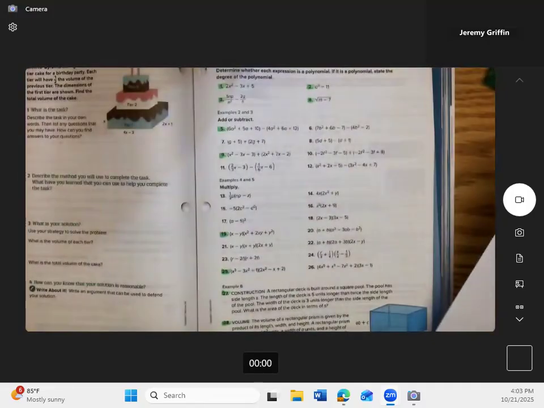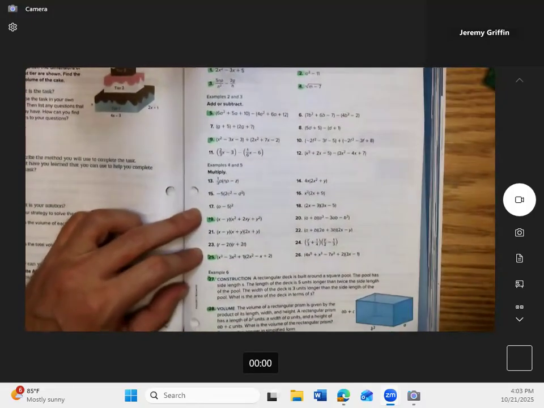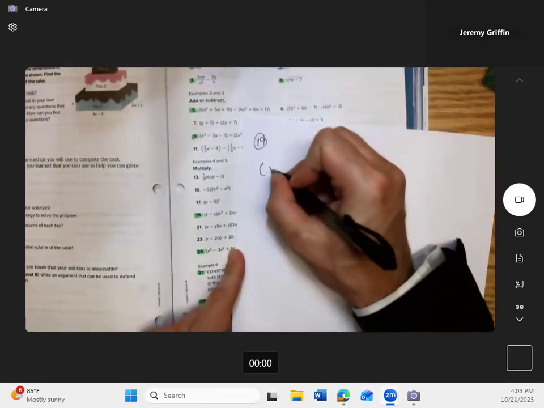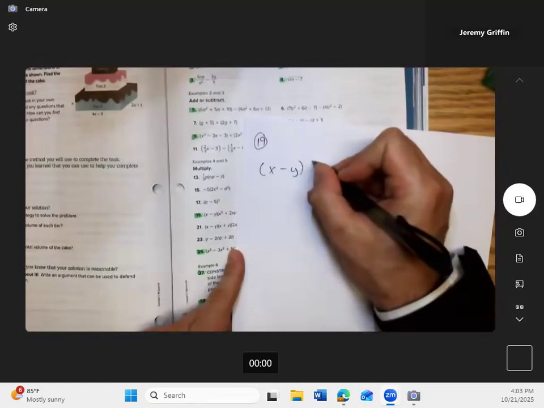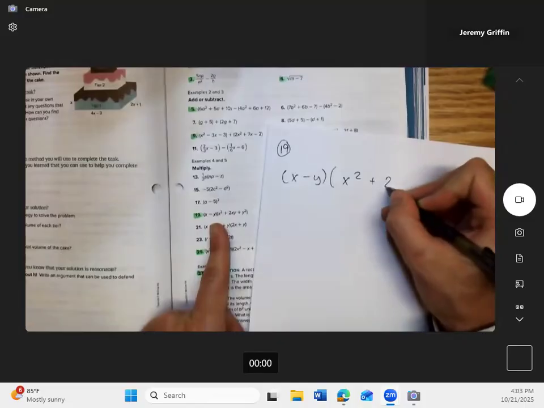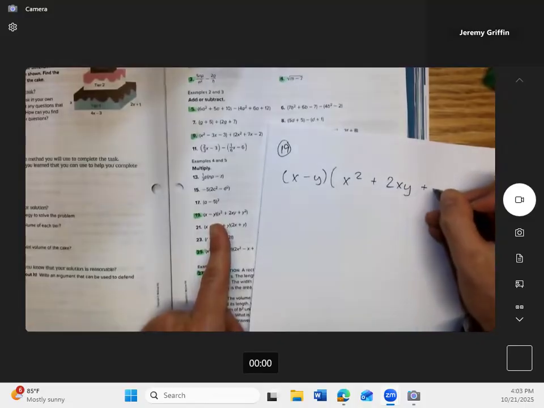Number 19. Oh, now we're multiplying. So I picked a couple here to multiply. Yes, this is like that superfoil scenario that we were looking at earlier. So I've got x minus y all multiplied by x squared plus 2xy plus y squared.